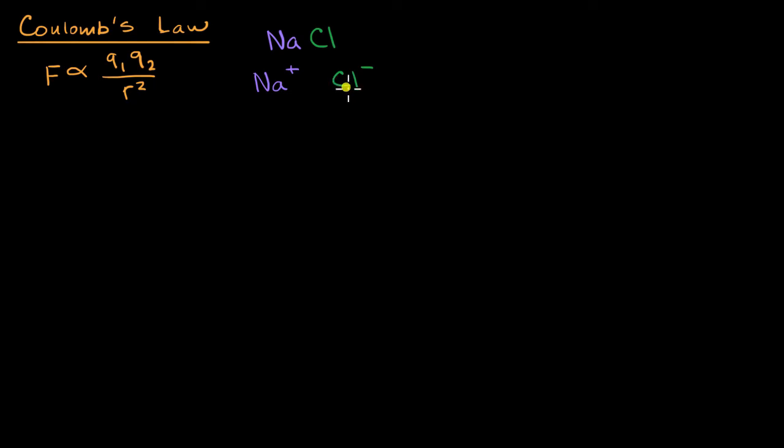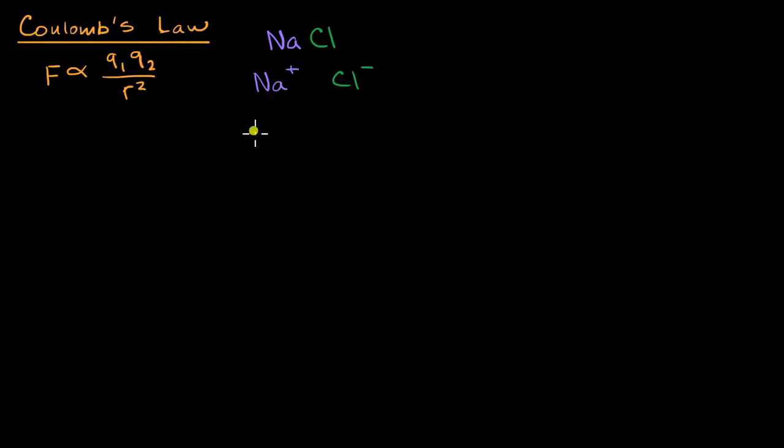Chloride is a group 7 element. It really wants to get that extra electron to have 8 valence electrons in its outermost shell, and so it's very likely to grab an electron, maybe from a sodium. And so these two characters are going to be attracted to each other. Notice they have opposite charges.